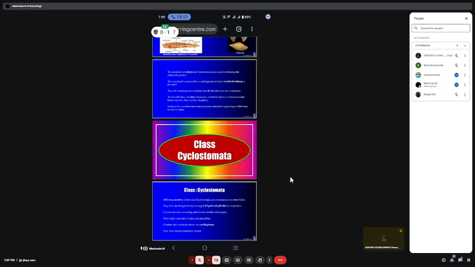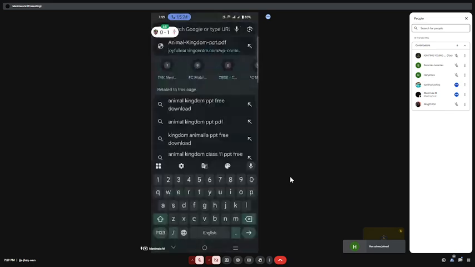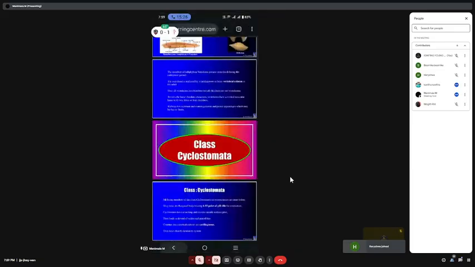These are the circulatory system, respiratory system, and excretory system. Jawless and jaw present. Based on the presence and absence of jaws, the vertebrates will be classified into Agnatha and Gnathostomata. So both classifications are there.